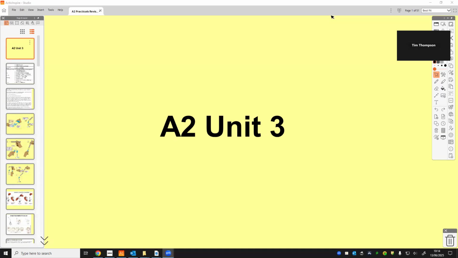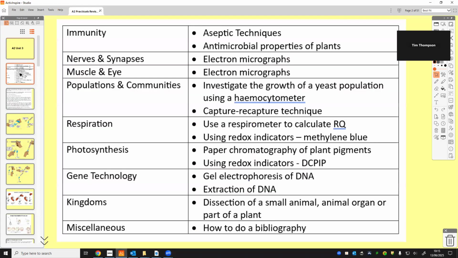Okay, so in this video, we're going to look at Unit 3 for CCEA. So we'll look at the practical elements and some other types of questions that have come up over the years in the past papers. So again, you can pause this at any point, rewind, etc., to go back through things. But these are the practicals.